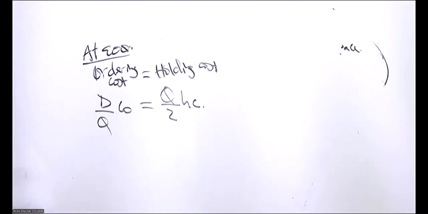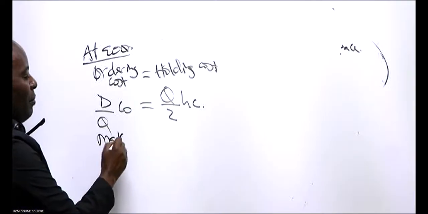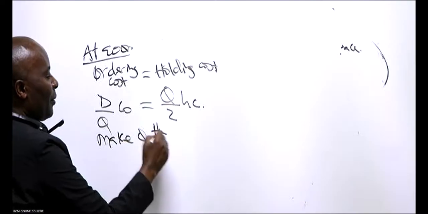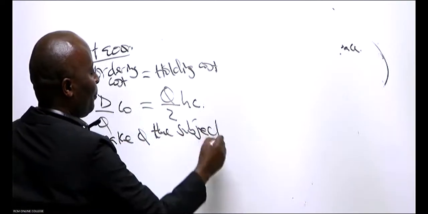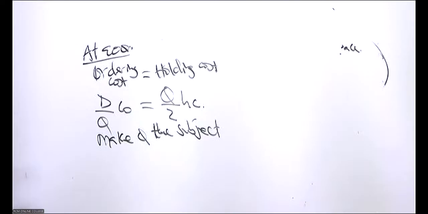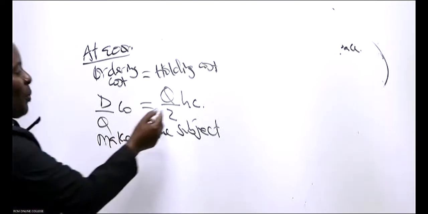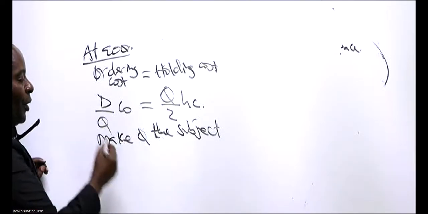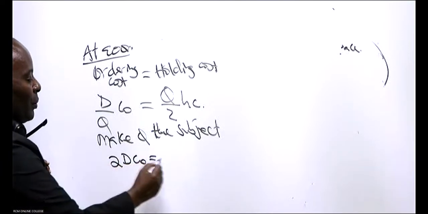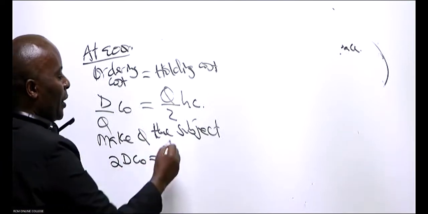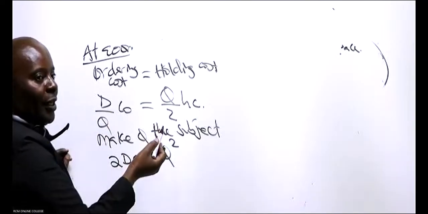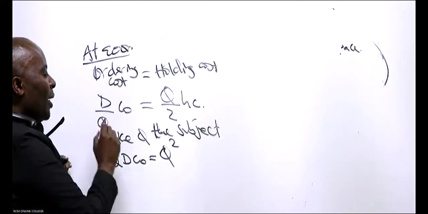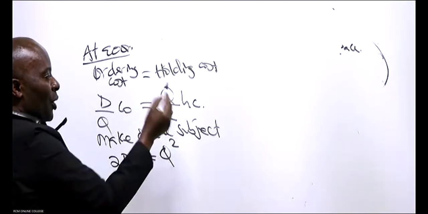So can you kindly do me a favor? Make Q the subject of the formula. So if you make Q the subject of the formula, abracadabra, let's cross multiply. If you cross multiply, this will come here. So this will be 2DCO equals Q squared, because of Q times Q. Even those who have not seen this cross, it will be Q times Q, which is Q squared.